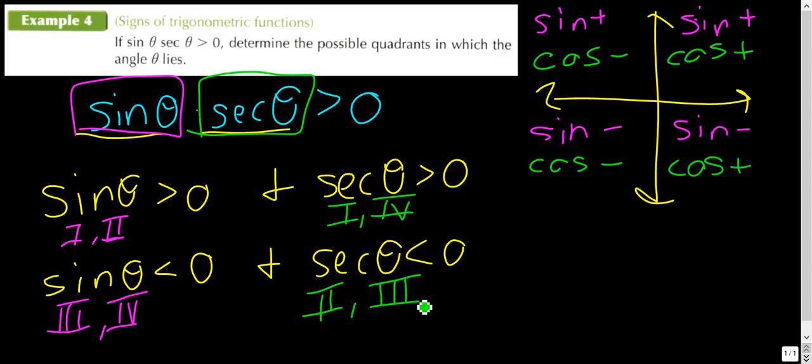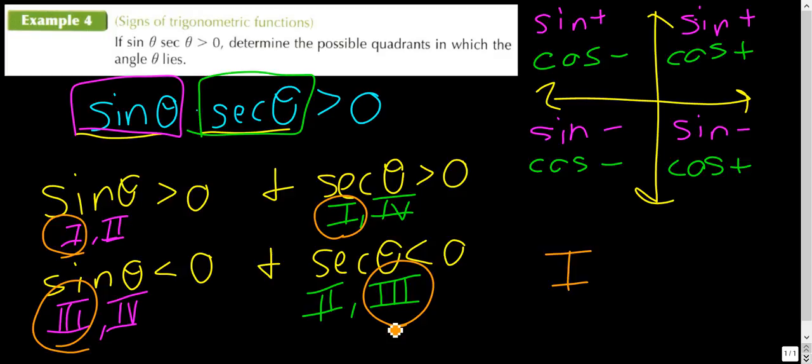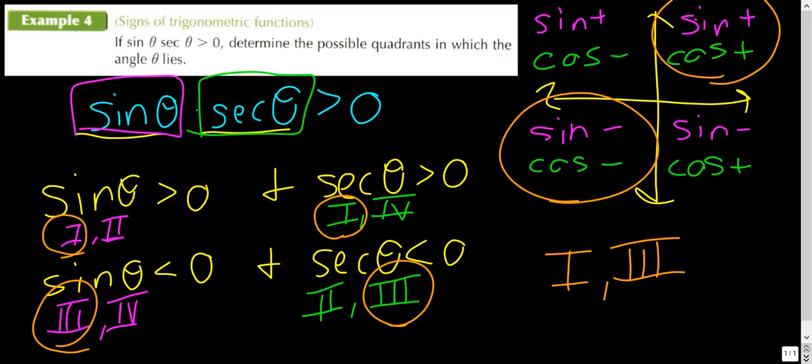So what we have to do is figure out how these things match up together. If we look at our first part, where sine has to be positive and secant has to also be positive, the only place where they match is in the first quadrant. When we look for both of them being negative, sine is negative in the third and fourth, secant is negative in the second and third. They both agree on the third. So the first quadrant or the third quadrant are the only places where sine and cosine share the same sign. So that's what we're looking for.